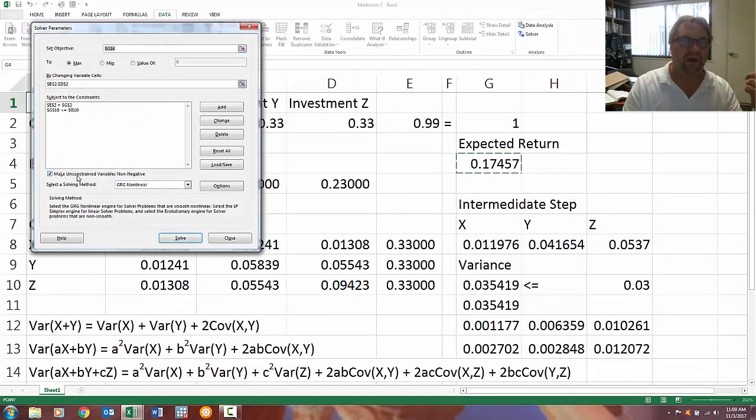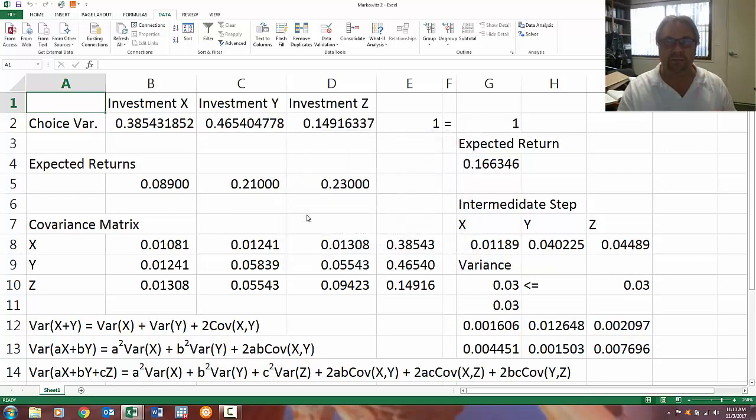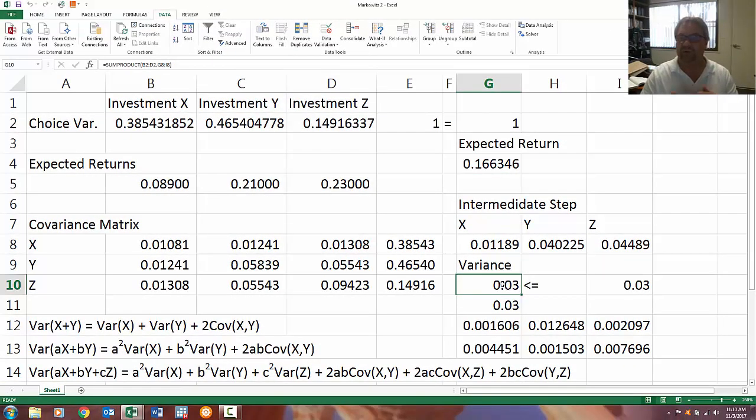I hit OK. I have my non-negativity constraints. This is a nonlinear problem. So I hit solve, and I get an answer. Under this problem, I'm going to invest 39% in X, 47% in Y, 15% in Z, and I'm going to get an expected return of 17%. And I will have a 0.03 variance for my entire portfolio.